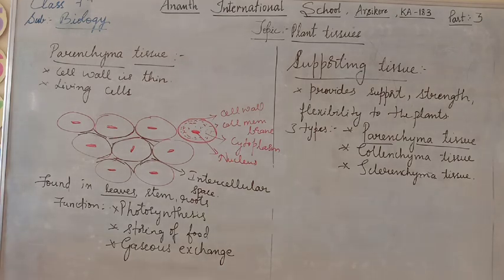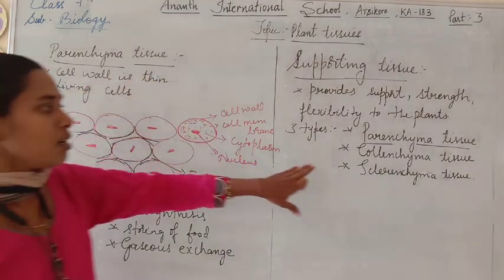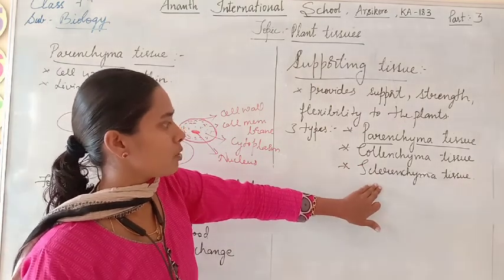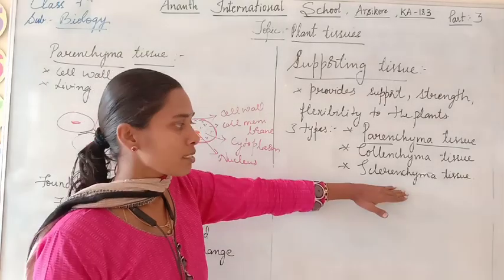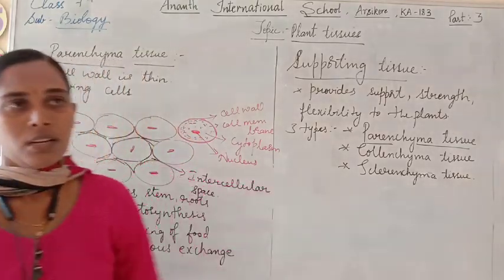In the next class we shall study the remaining two types of supporting tissue, that is collenchyma tissue and sclerenchyma tissue. Thank you.